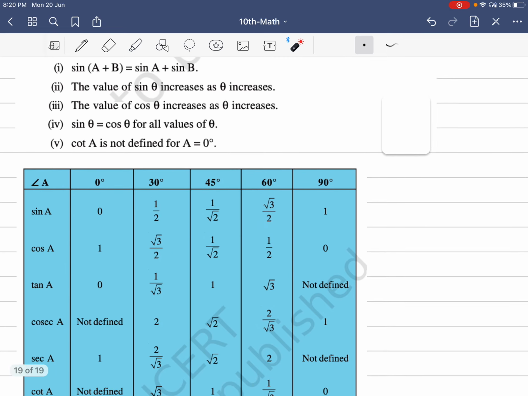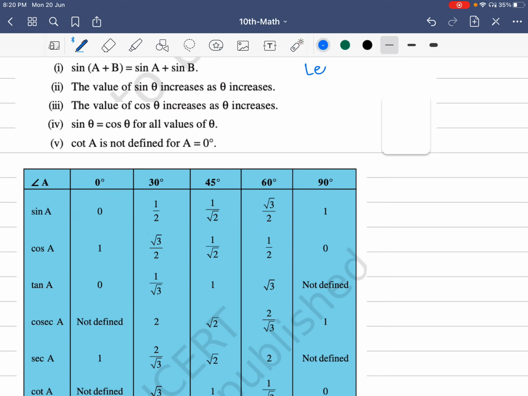So let's start with statement number 1. Statement number 1 reads sin(A + B), the whole, is equal to sin A + sin B separately. Is this true or false? So let's take an example.